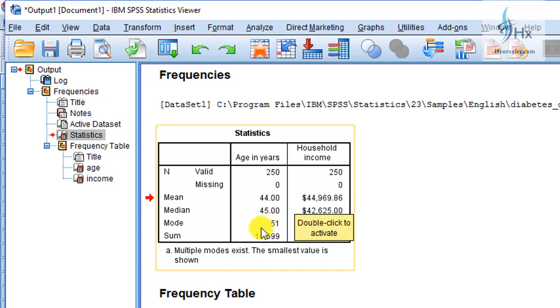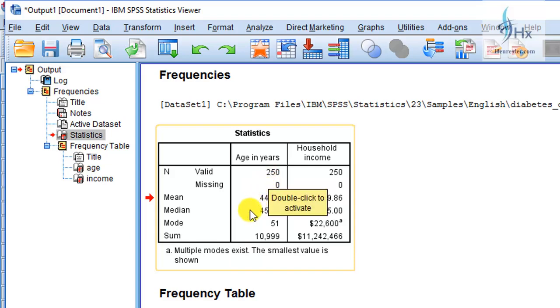Now as compared to this, if you look at the mode, it is 51. So what exactly are mean, median, and mode? They are basically the measures of central tendency. They are trying to tell us where most of the subjects are located. If we take the age variable, the measure of central tendency is supposed to tell us what the most common age is for all the subjects studied in this sample of 250 individuals.